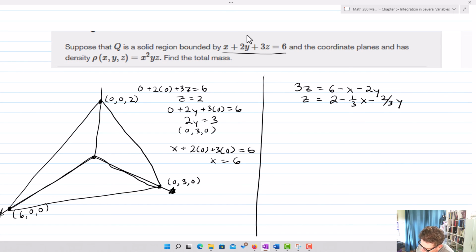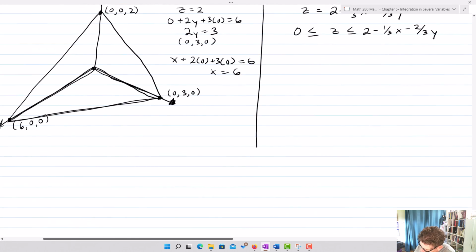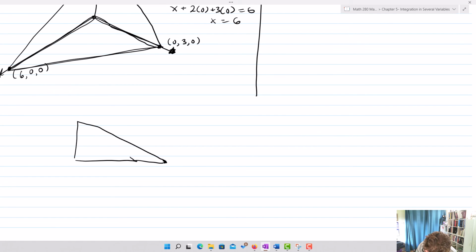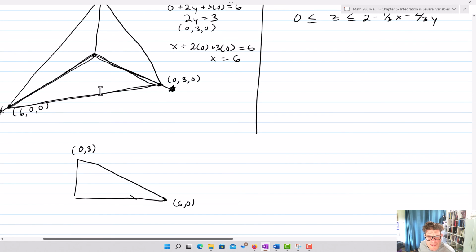And so z is going to go from 0, so the bounds are 0 less than or equal to z less than or equal to 2 minus 1/3 x minus 2/3 y. Then let's take a look at this triangle down here. If we draw our triangle out, it's going to look like this. Here's 6, 0, and here's 0, 3. So there's the triangle down there, and that's going to be our region D.